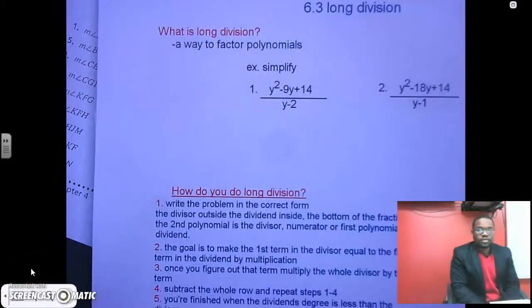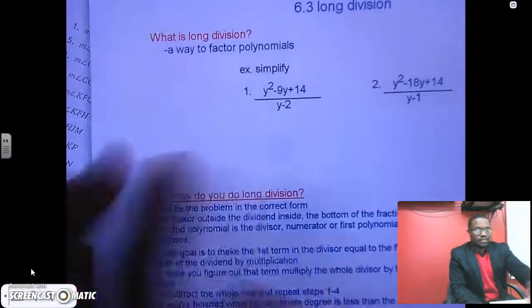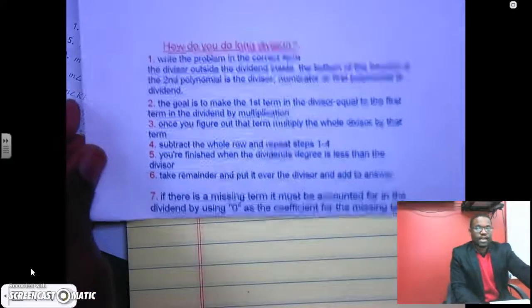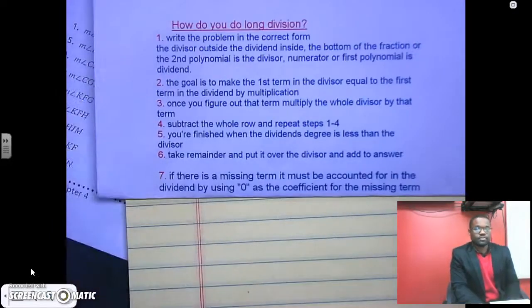Okay, so try this for long division. We haven't talked about factoring, so I'm not going to discuss that yet. This is really the important part here, where we have all the steps to long division.